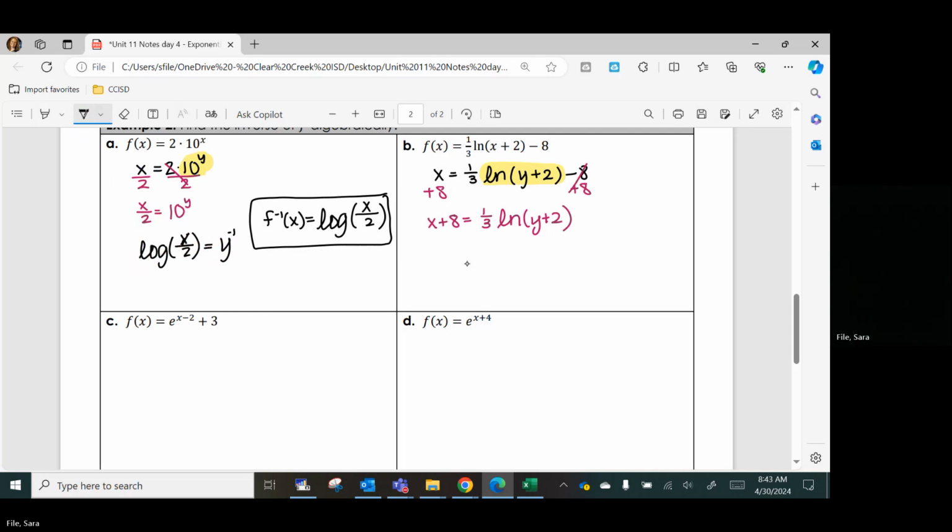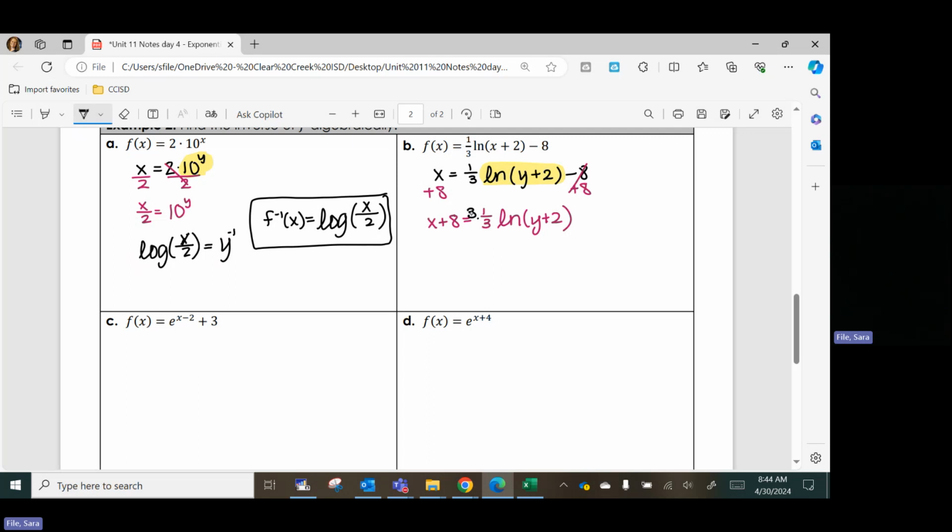Say it again. Multiply by, what's going to make a 1/3 cancel out? A 3. So I'm going to multiply by 3. Some people want to say divide by 1/3 because the 1/3 is being multiplied and the opposite is to divide. Yes, you can divide by 1/3, but multiplying by 3 is the same as dividing by 1/3. Okay, and it's a little more straightforward.